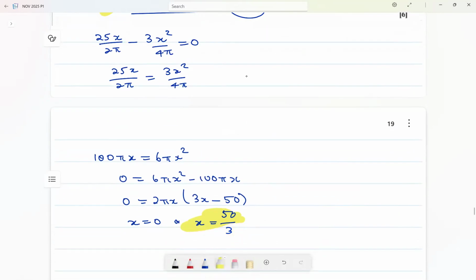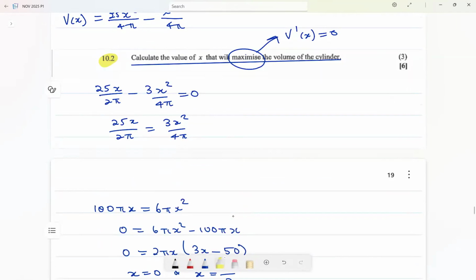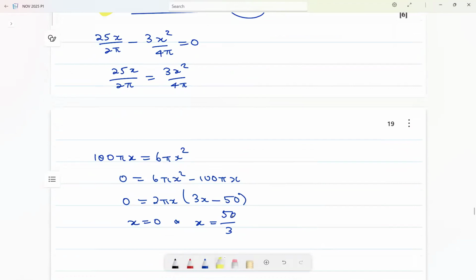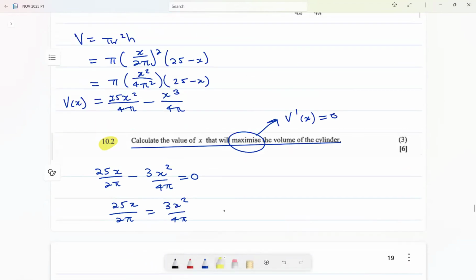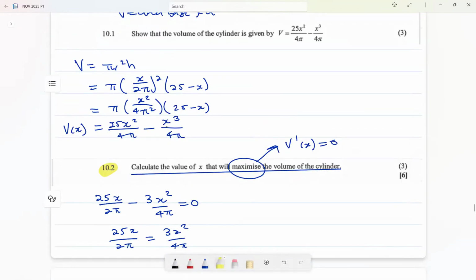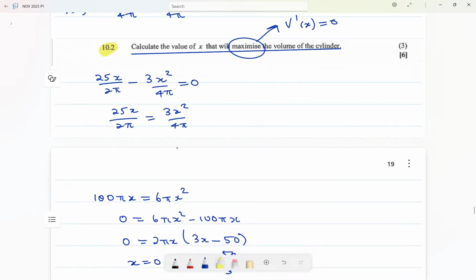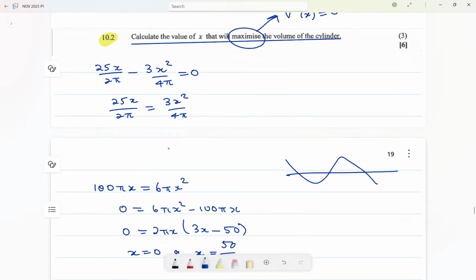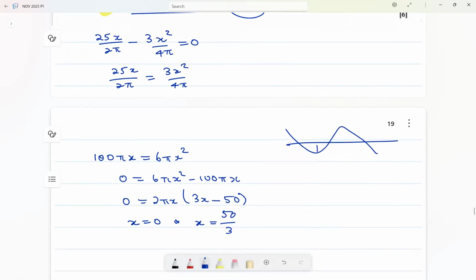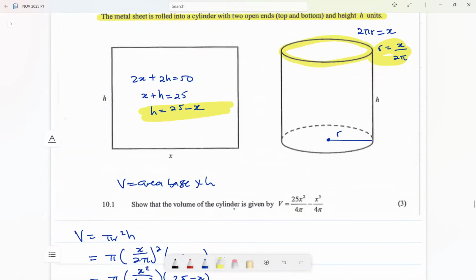By the way, I need to confirm whether x is equal to 0 or x is equal to 50 divided by 3. How can I do that? I'm going to use the fact that we have a cubic function here with a negative gradient. So it's going to be something like this. So x is equal to 0 is going to be somewhere here, and 50 divided by 3 here. So this one is going to be the answer. Okay, so yes, that should be fine. Not bad.